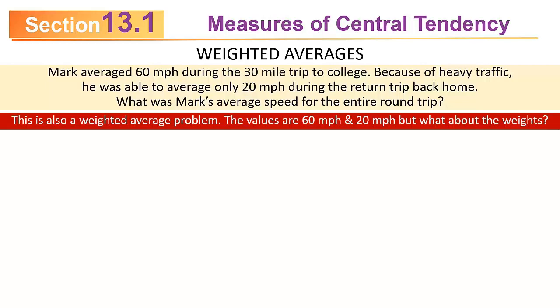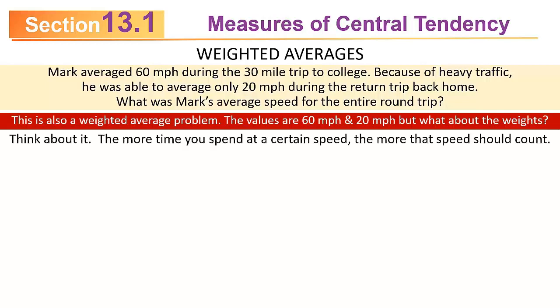But what are the weights? You have to think about that a minute. He gets to college pretty quickly going 60 miles per hour, so he's not in the car as long going, but when he returns back home, because of the traffic, he slows down, so he spends more time in the car. So if you think about this, the more time you spend at a certain speed, the more that speed should count. So the slower speed took more time, so that slower speed of 20 miles per hour should count more than the 60 miles per hour speed because Mark was not in the car as long at the faster speed.